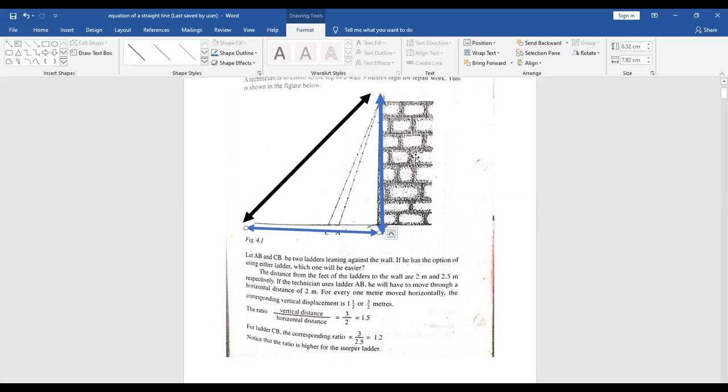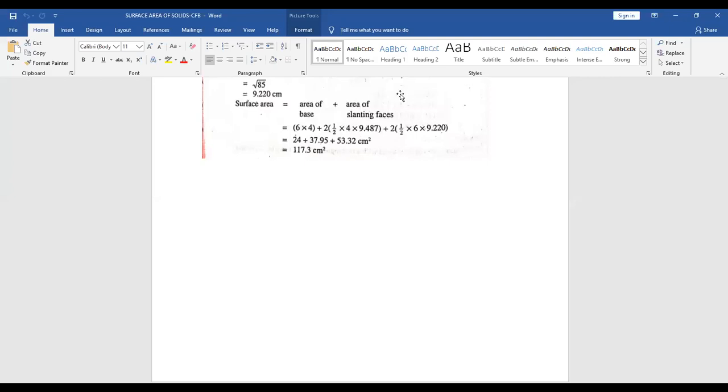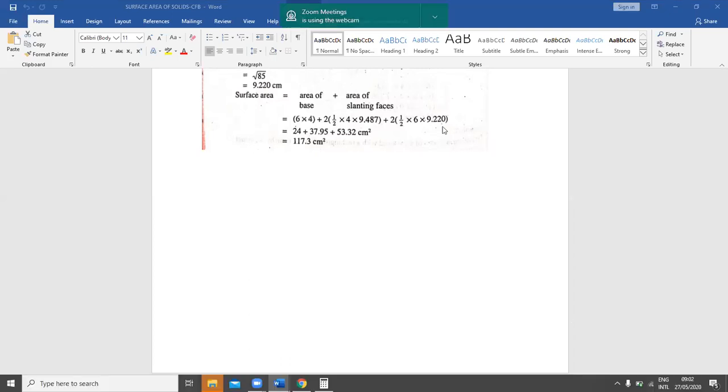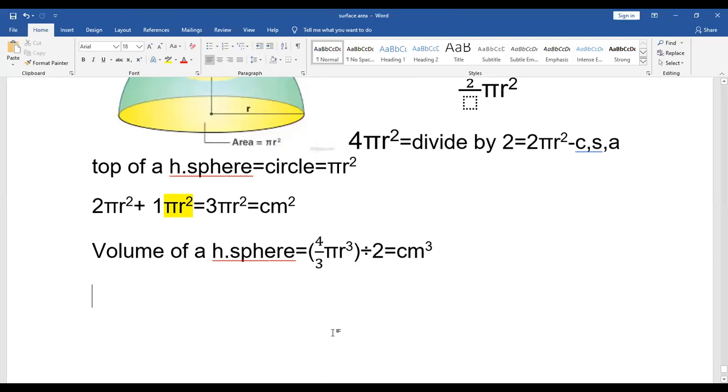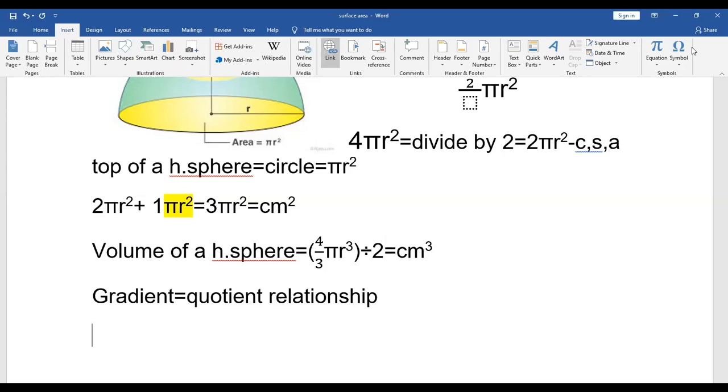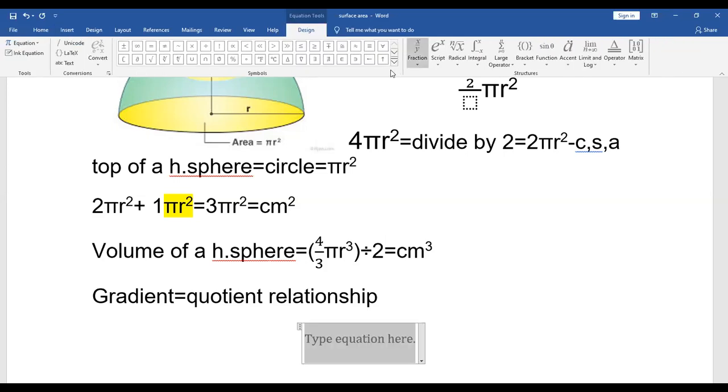I'll come here and write something else here. So I can simply say gradient is equal to, a gradient is found by a quotient relationship. What does that mean? What is a quotient relationship? A quotient relationship means something is being divided by another. So I come here and say a quotient relationship is this.